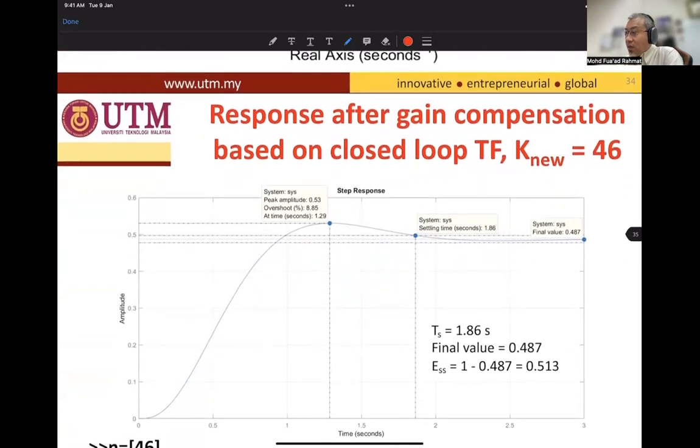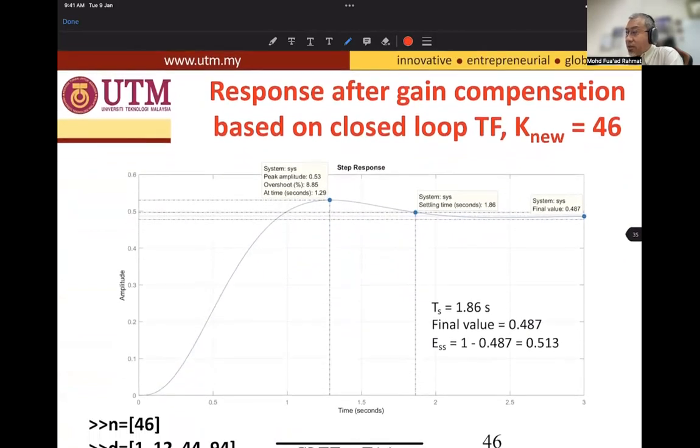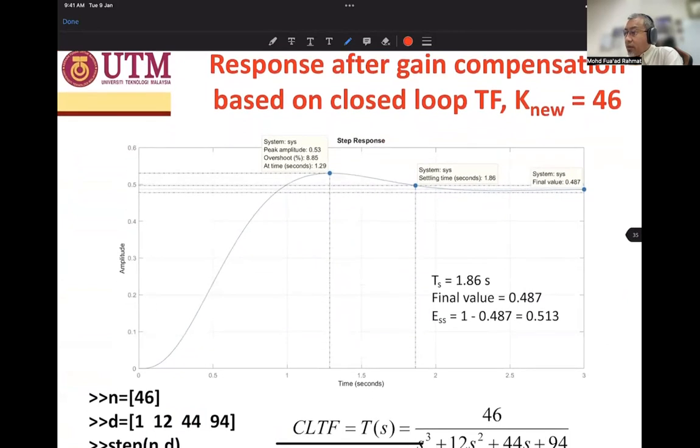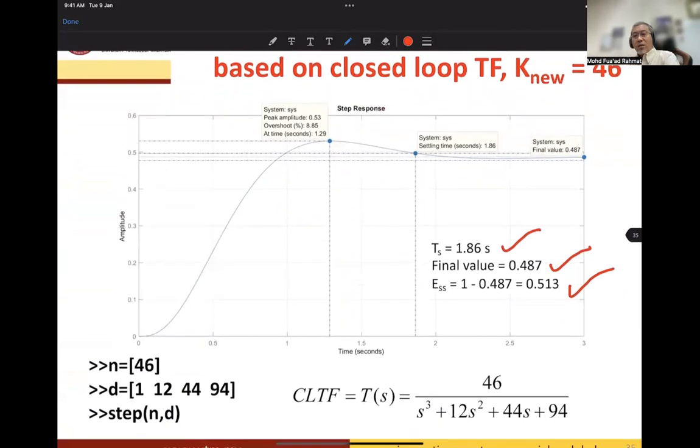So we insert K equal to 46 into the system. Now you can see that the settling time is 1.86. The final value is 0.487. The error is 0.513.